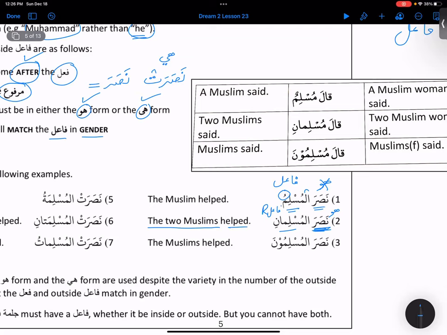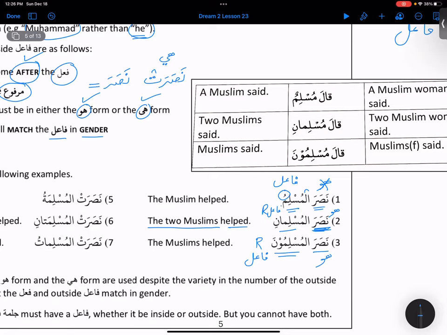Now, Nasaral Muslimuna. Is Muslimuna rafa? Yes, that is my fail, and they match in gender. Dual version. Number does not matter in that case. Number does not matter, but gender matters.